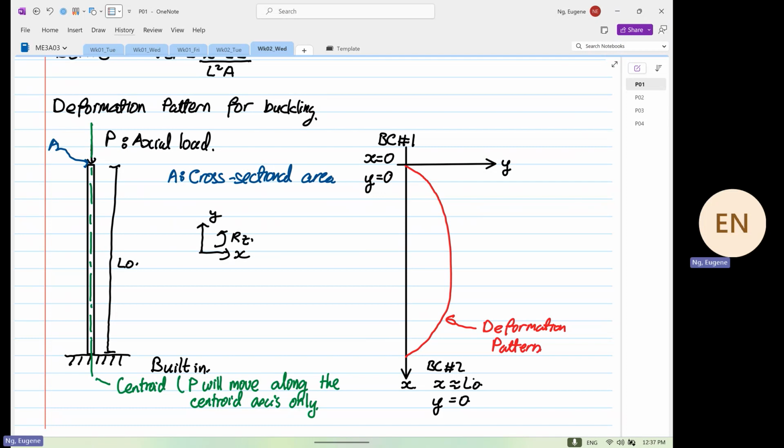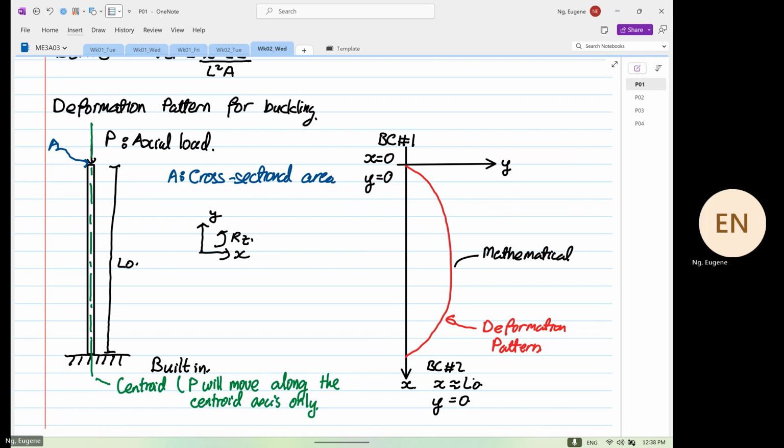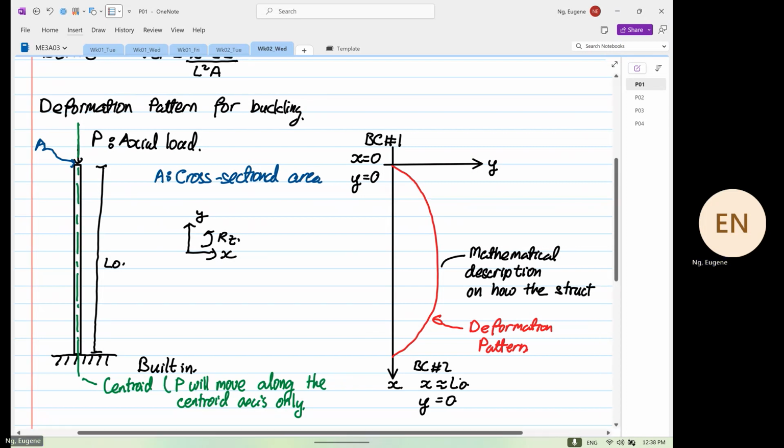Okay. And basically, we need a mathematical description on how the structure is deforming. Daniel, where are you?